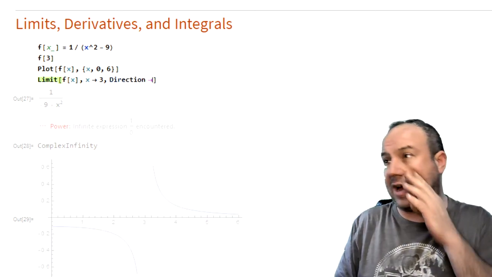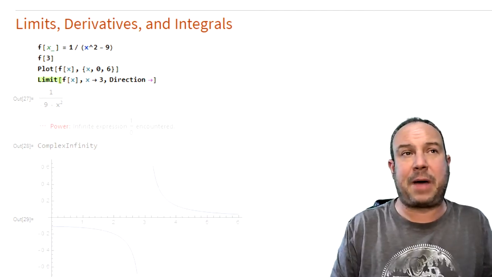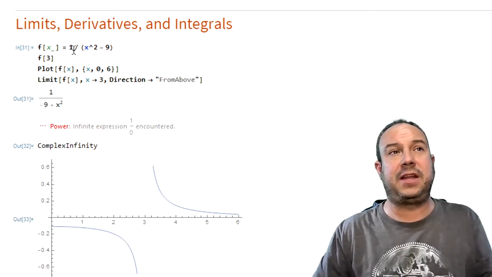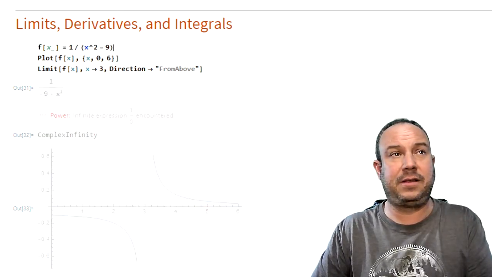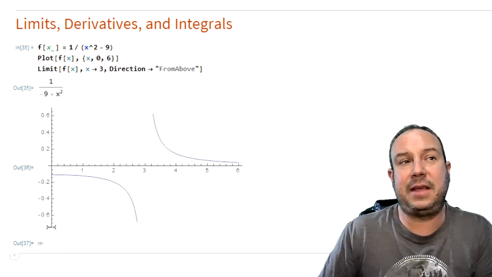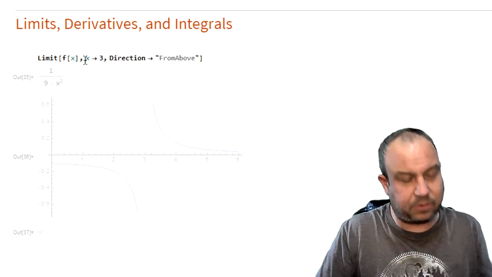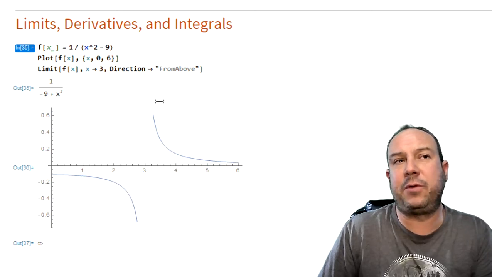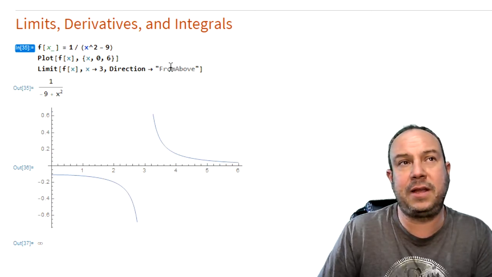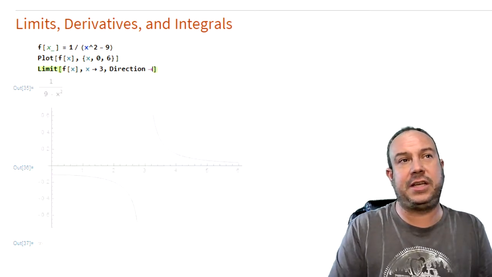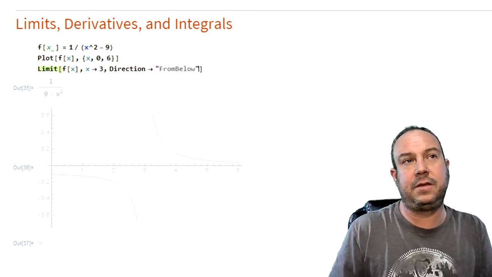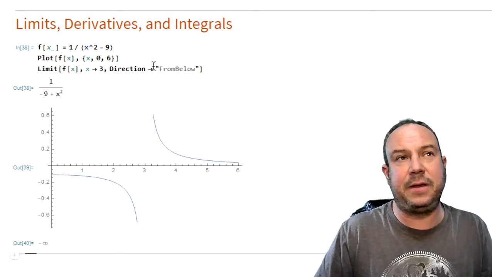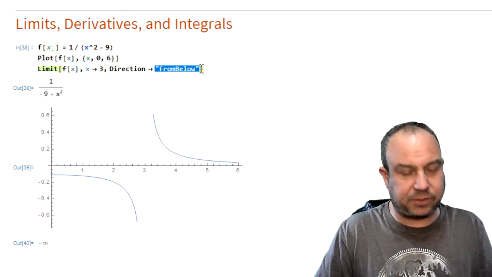If you specify a particular direction, some options are from above, right? You'll notice we end up with positive infinity as our result. Just trying to get rid of the plot for now. Well, we can leave the plot there. From above, we can see we are heading up the vertical asymptote, right? Another option there for direction is from below. That's a left-sided limit. That gives us negative infinity, or you can actually specify particular numbers.